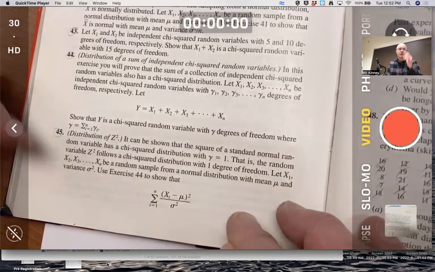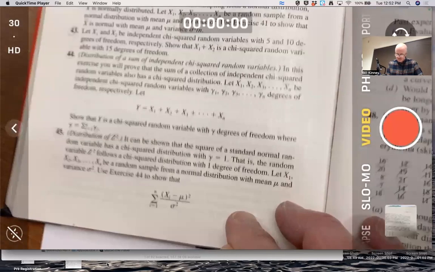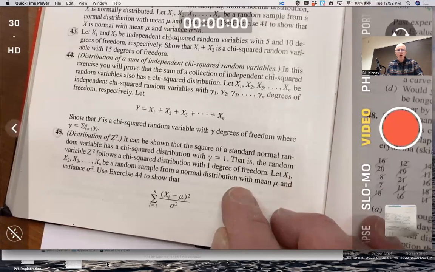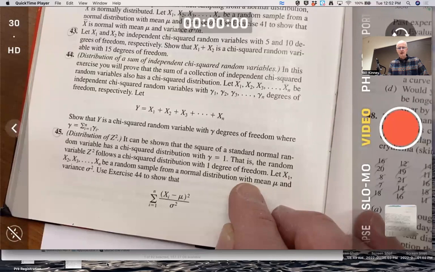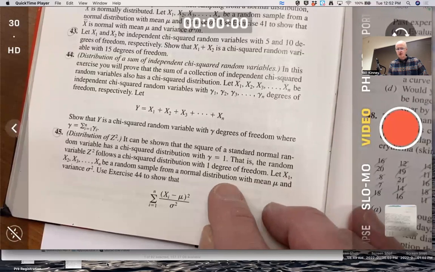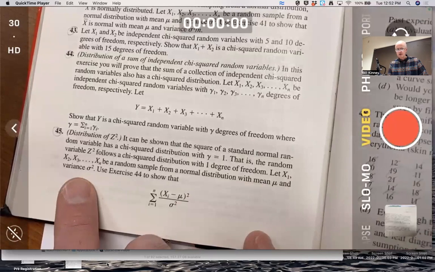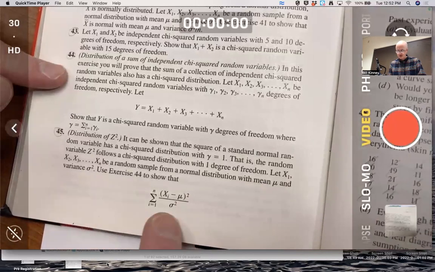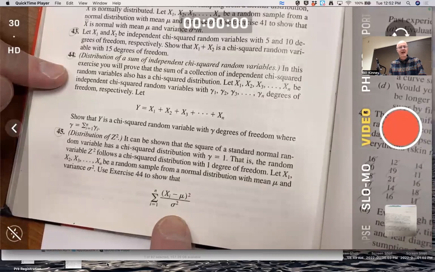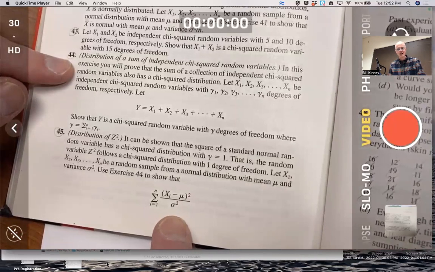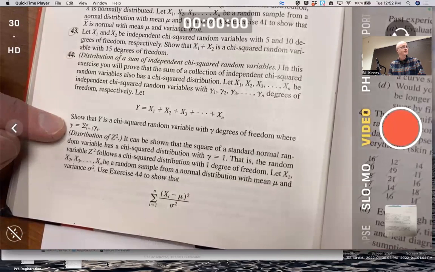The rest of the problem is related to the moment generating function stuff. X1 through Xn is a random sample from a normal distribution with mean mu and variance sigma squared. Use exercise 44 to show the sum is chi-squared with n degrees of freedom. 44 says if you add independent chi-squared random variables, you get a chi-squared random variable with degrees of freedom being the sum of those.